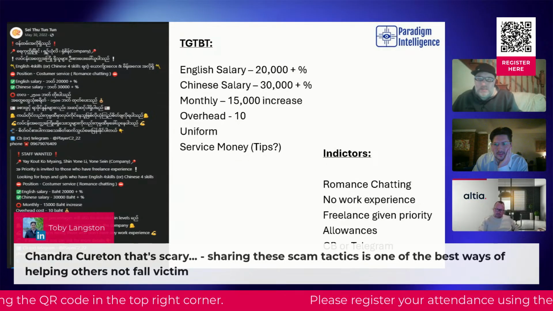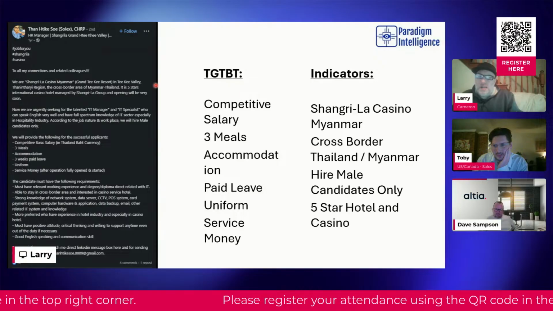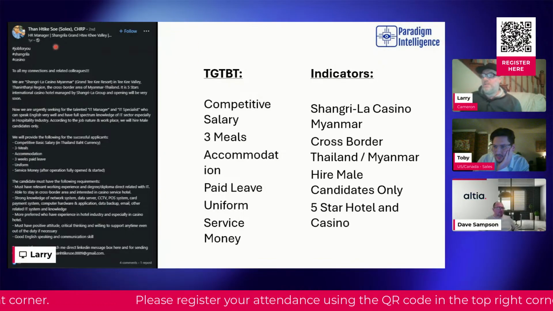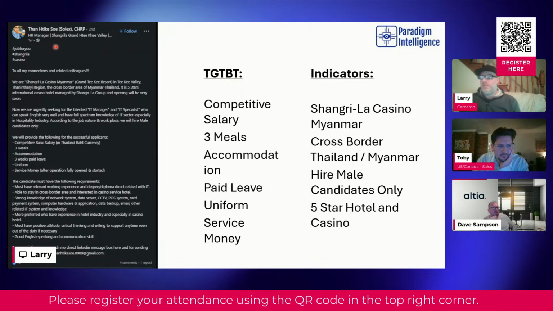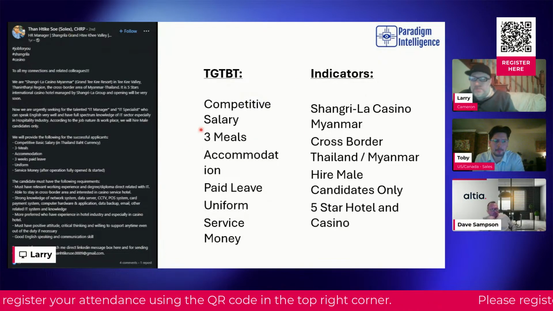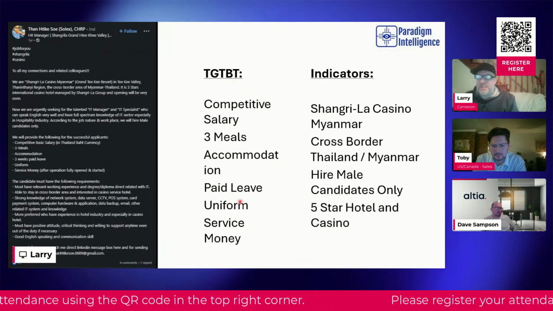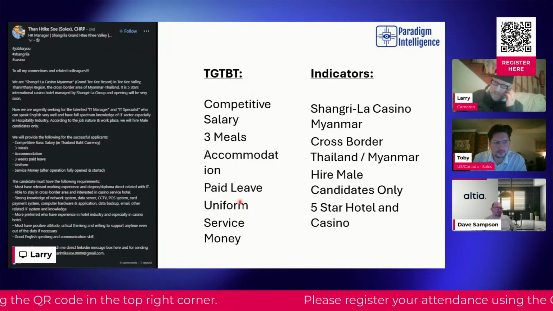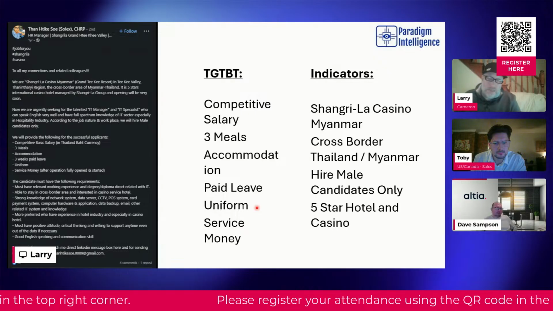Is that posted on LinkedIn as well? It looks like it is. This one was Facebook. Okay, Facebook. So I joined a whole bunch of groups for Myanmar, and there were hundreds of these posts. So all the different types. I mean, 3 meals, accommodation, paid leave. Here's another indicator. It's strange, but you always pay for your uniform in these type of scenarios. They always make you pay for it. And then you get service money.